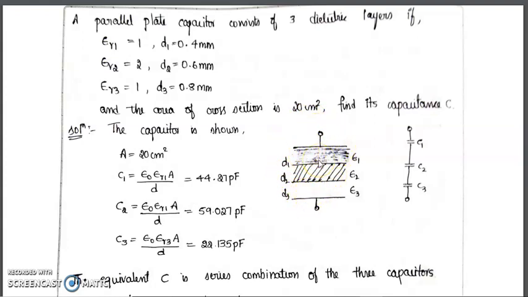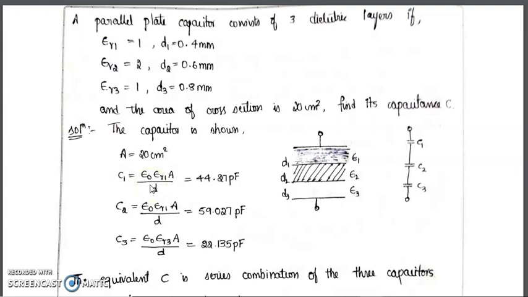To find the total capacitance of this composite capacitor, I will find the individual capacitance of each dielectric material. The capacitance from the first material I will take as C1, from the second material as C2, and from the third material as C3. So C1 is equal to epsilon naught into epsilon r into A by D, or epsilon into A by D, which is the capacitance.